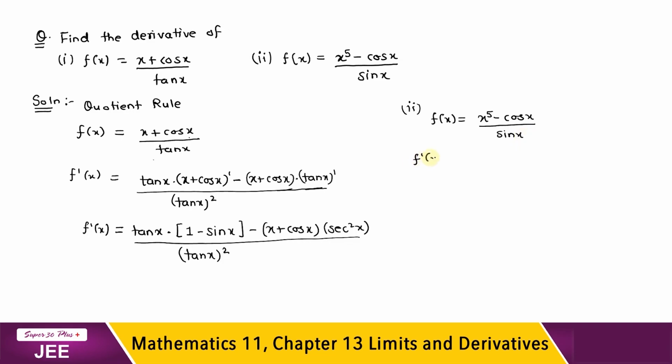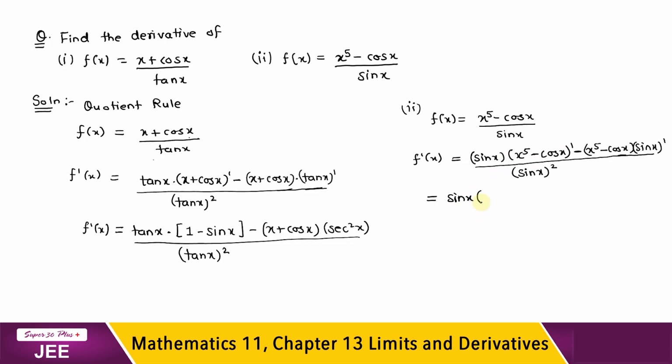We will write f dash x as, in the denominator we are going to get the square of sin x, and in the numerator we will have sin x multiplied by the derivative of this function. So we are going to write x raised to the power 5 minus cos x dash and minus x raised to the power 5 minus cos x multiplied by the derivative of sin x. So far so good. Now we can write it down as sin x, and here we will have to use the difference rule of two functions.